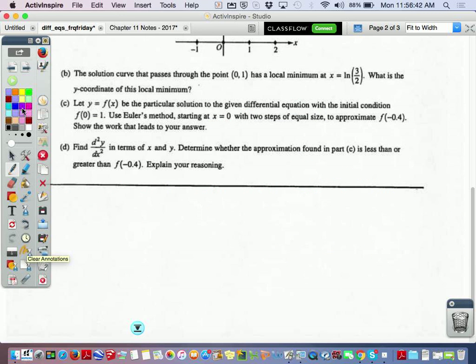Okay, question D. Find the second derivative in terms of x and y. So we have to be careful with that. We have to make sure we plug in our dy dx for that. So we'll do that first, and then we'll tackle the rest of this question. So we know that dy dx is equal to 2x minus y.